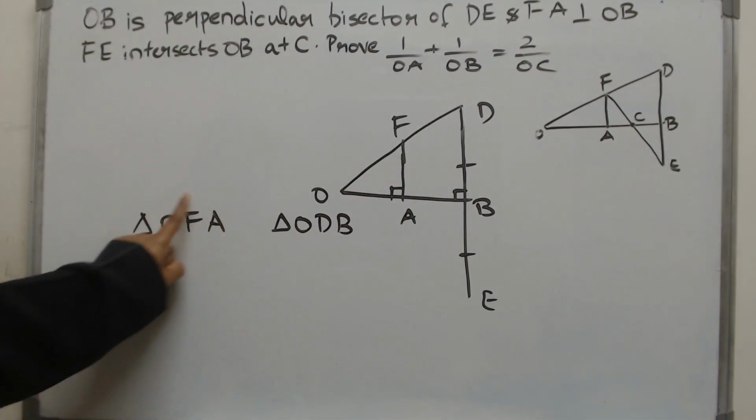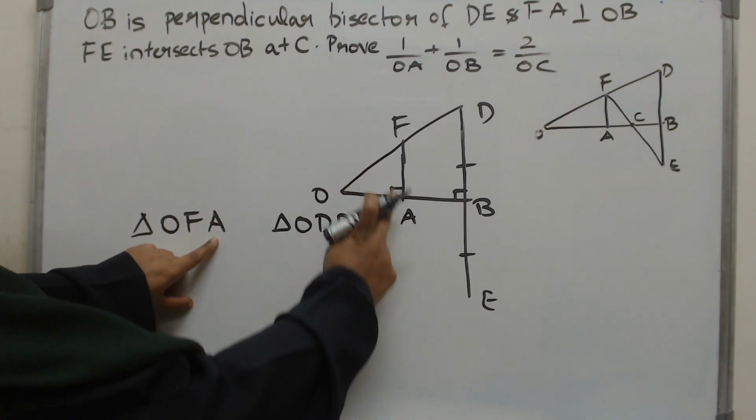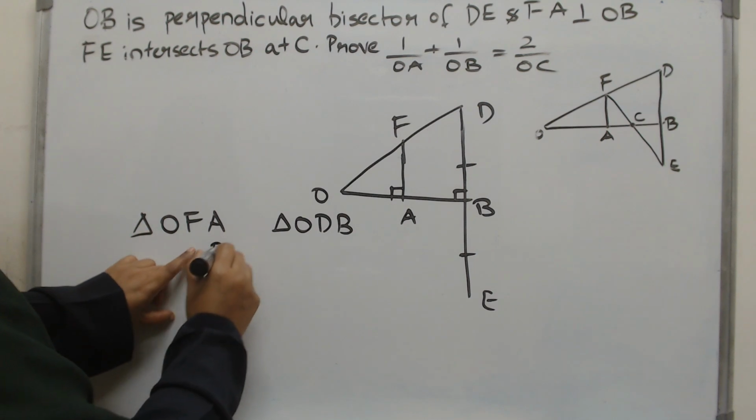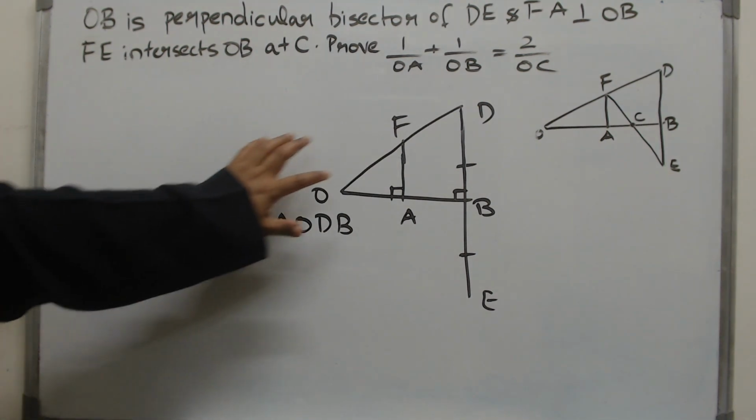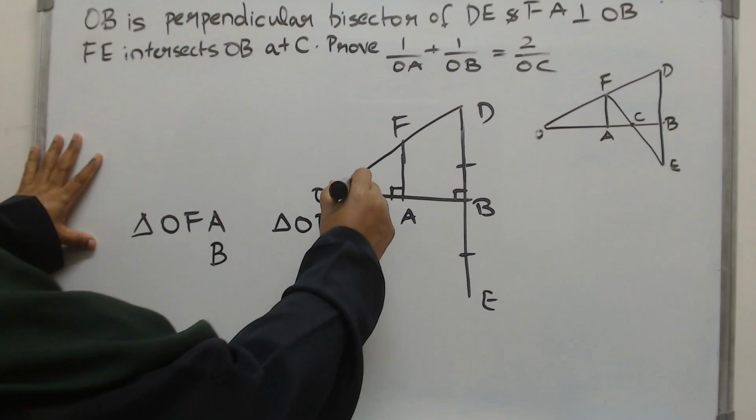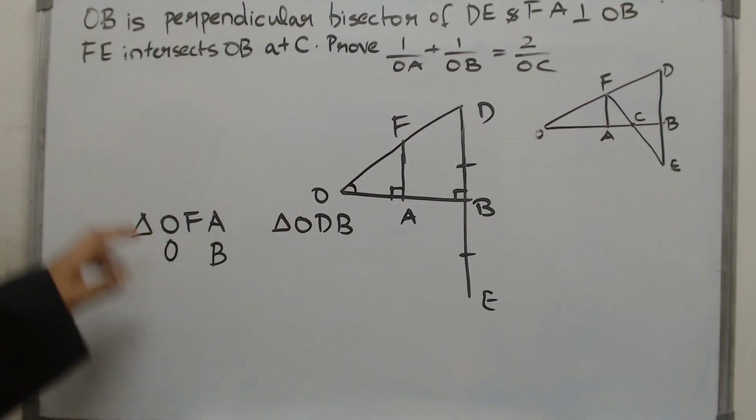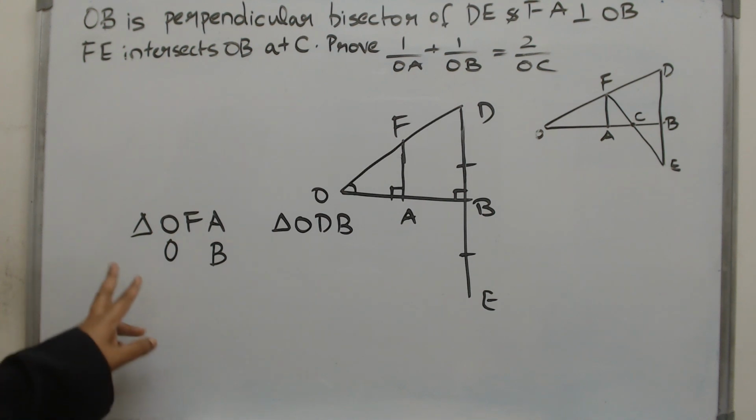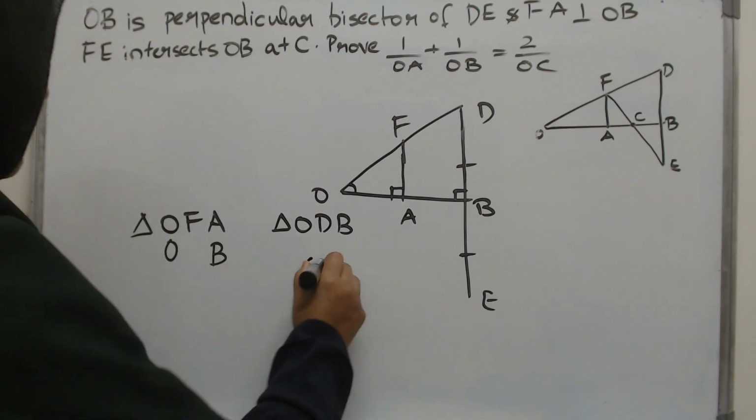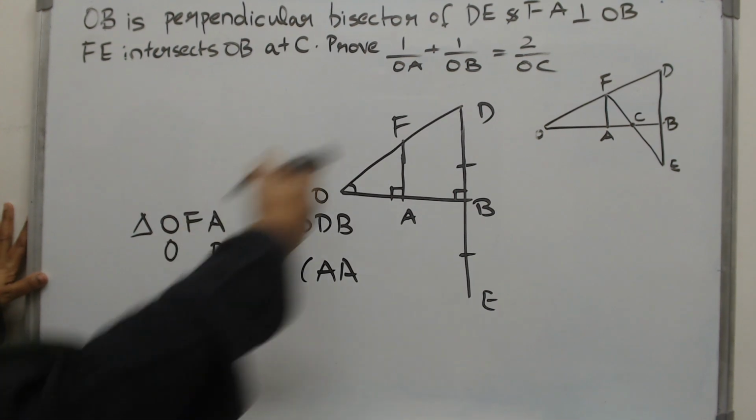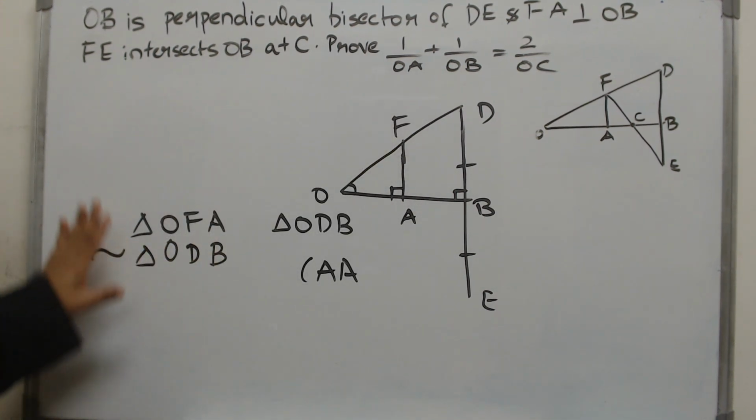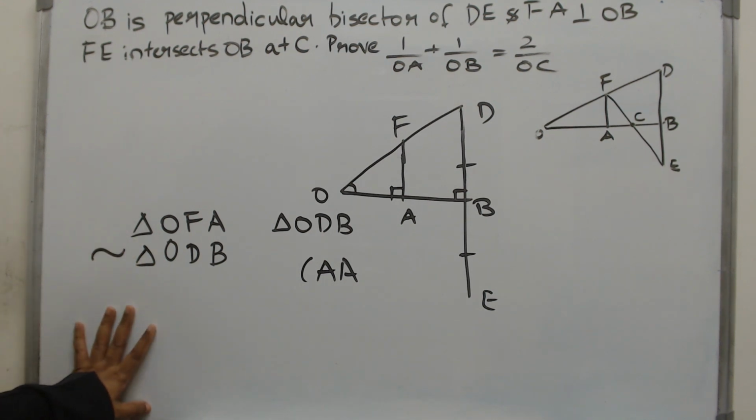In the small triangle, the right angle is at A. In the big triangle, the right angle is at B. Then what? Both of them have the common angle at O. So you just need to get two equal angles. Then by the AA similarity rule, just add the third vertex also, like this. So these two are similar by AA similarity.